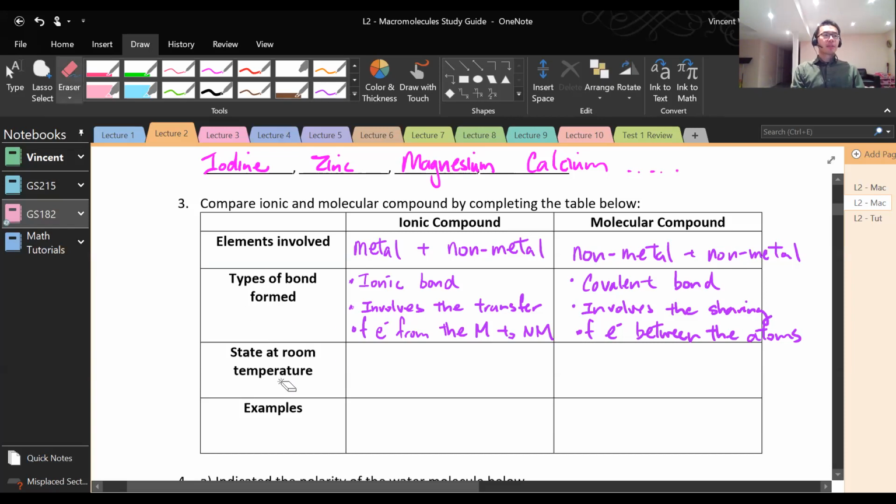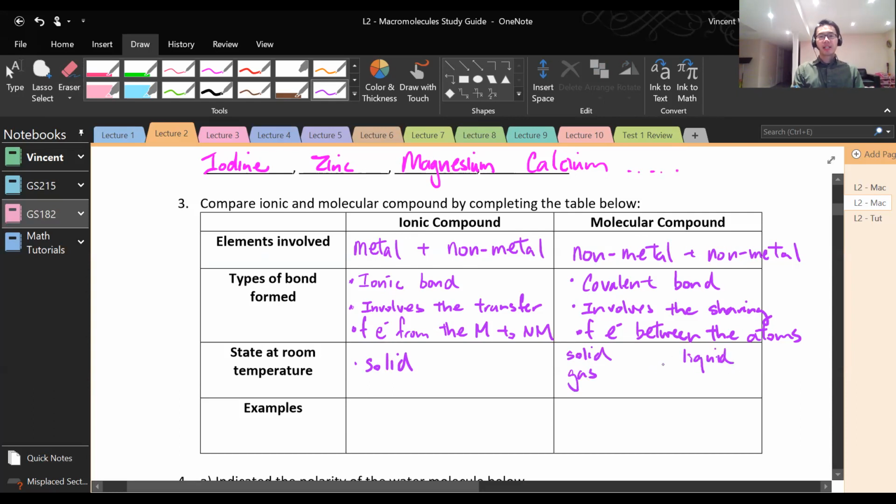To stay at room temperature. Okay, for ionic compounds, because the ionic bond is actually quite strong, at room temperature these tend to be solid. Whereas for molecular compounds, it could be solid, it could be gas, or it could be liquid.